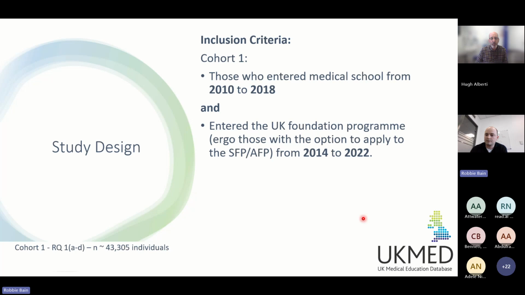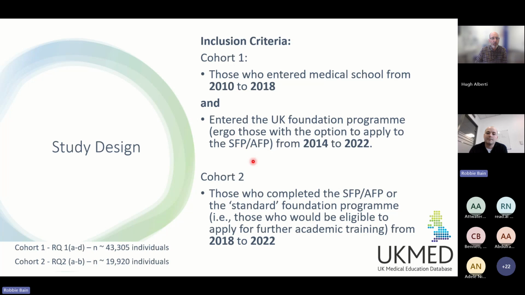To do that, we used the UK Medical Education Database, or the UKMED, which is the most powerful tool of its type in the world. We were able to capture basically everyone who went through medical school from about 2010 to 2018, so that's about 43,000 people, and then everyone who entered the foundation programme between 2014 and 2022, to look at our first cohort, which was who intercalates and who enters the SFP.